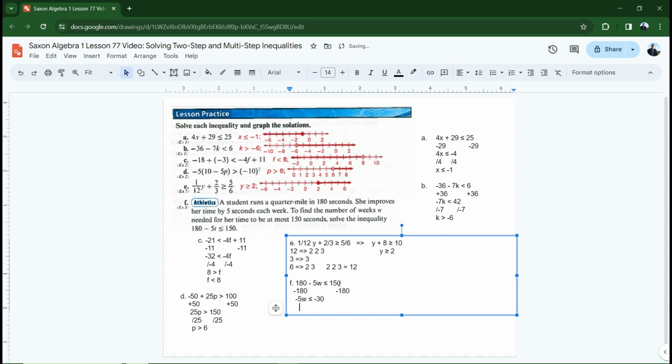Now I'm going to divide both sides by negative 5. Well, there I'm doing it. I'm dividing both sides by a negative. That means that I'm going to flip the sign, and this is going to become w is greater than or equal to, and then negative 30 divided by negative 5 is 6. So it's going to take more than 6 weeks, or exactly 6 weeks, for her time to be at most 150 seconds. If she goes more than 6 weeks, her time should be less than 150 seconds. And that is how we solve that inequality.